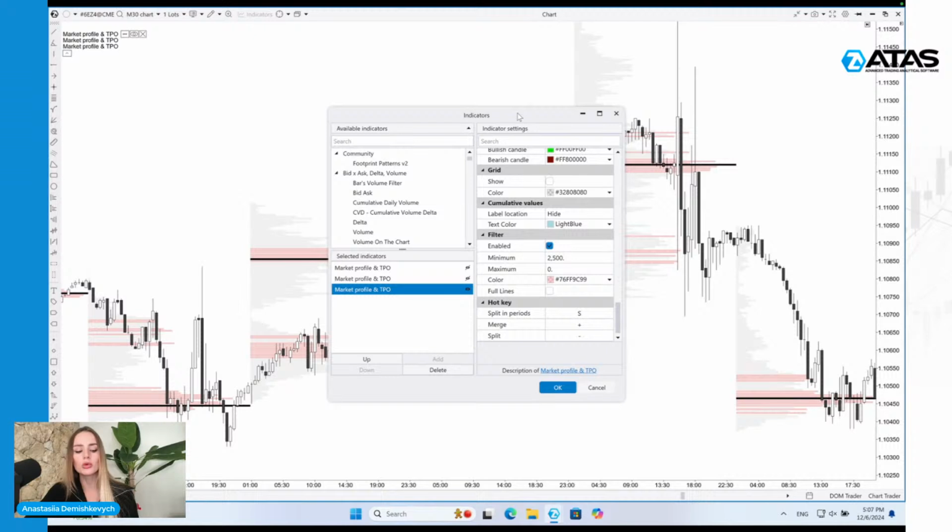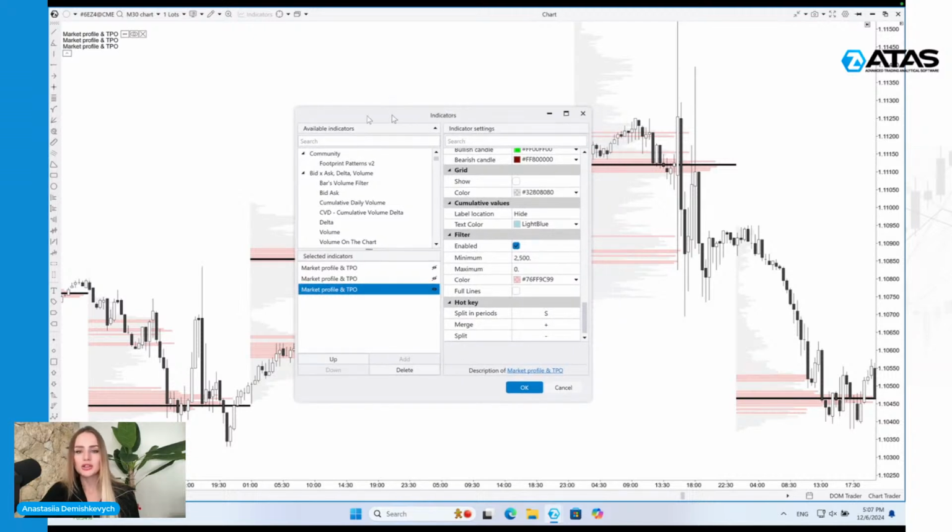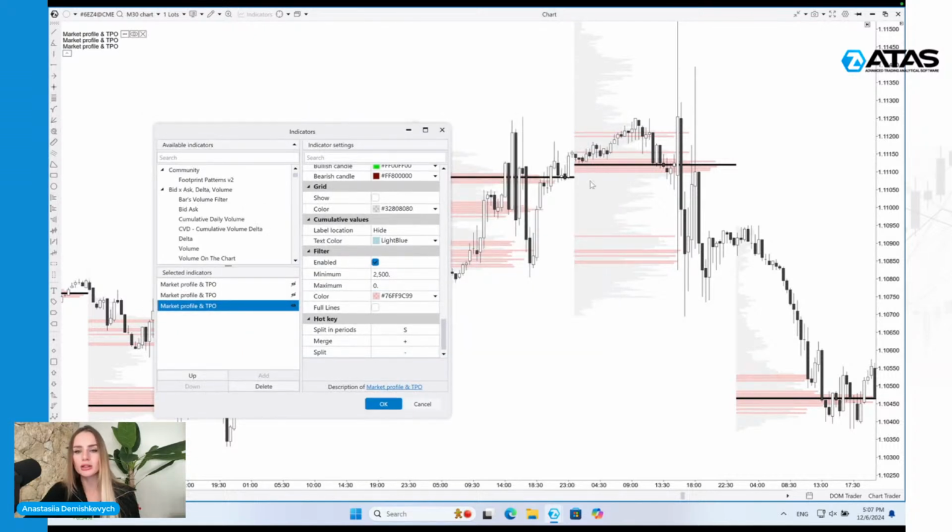highest volume accumulation areas. As you can see, each of the profile that is built on my chart has a specific part that I highlighted in red color. Now, this red color is a filter that shows me the minimum of 2,500 contracts traded on each and every single level. This allows me to filter out an actual important high volume nodes.